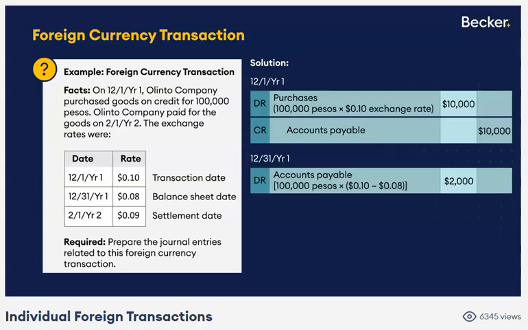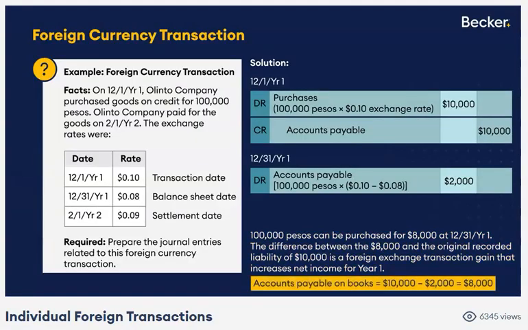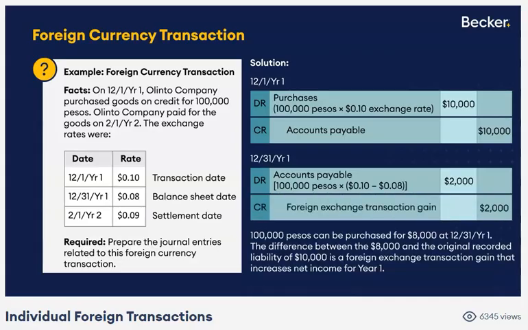Why? The payable's going down in value. This is good news. The peso's down in value, so my liability is down in value. So I debit my accounts payable. Now the payable's on my books, not at 100,000 pesos, but at 8,000 US dollars, okay? So the payable's down by 2,000, and that's a foreign currency transaction or foreign exchange transaction gain. That gain makes net income go up, which makes retained earnings go up, which makes equity go up. So no change to assets, liabilities down, equity up.